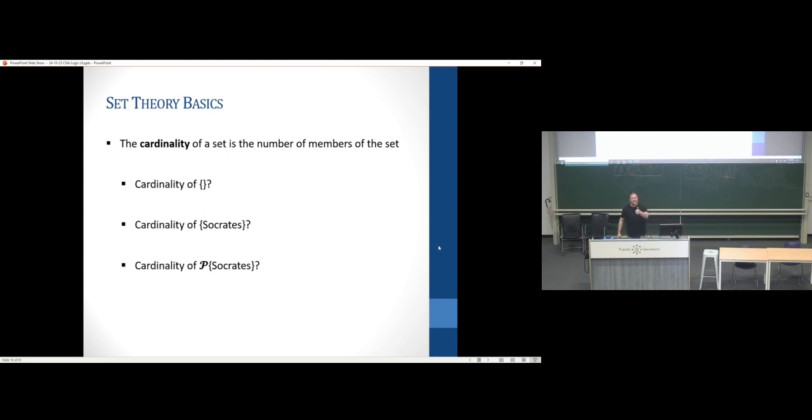Yeah, it's got the empty set and it's got singleton Socrates, right? These are the ways you could sub-collect up singleton Socrates. Nice. Okay. Again, cardinality is basically how many members do you have?